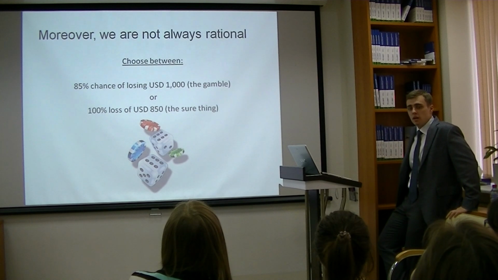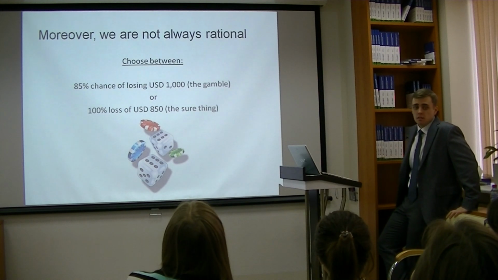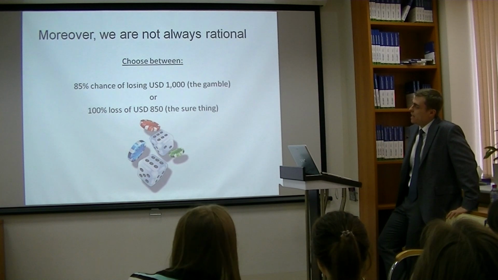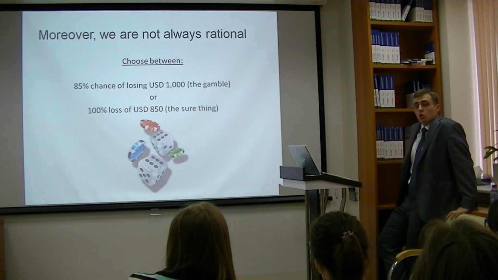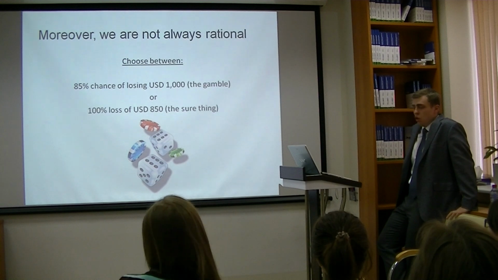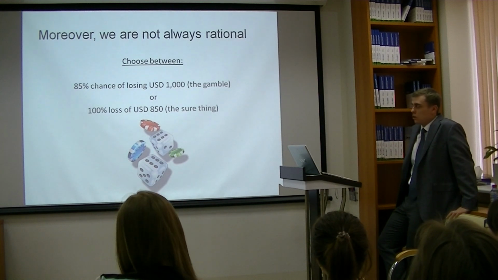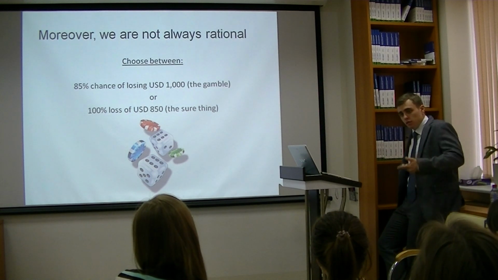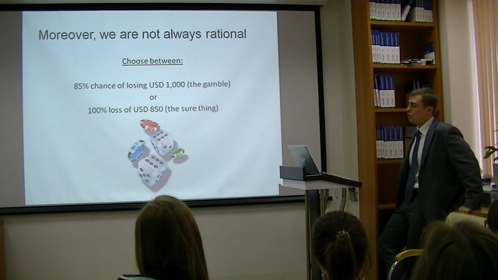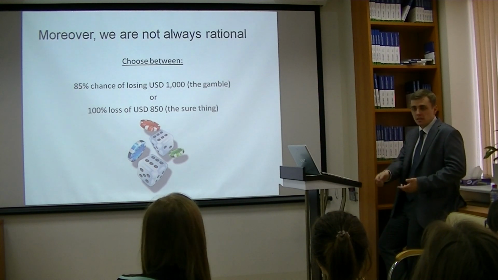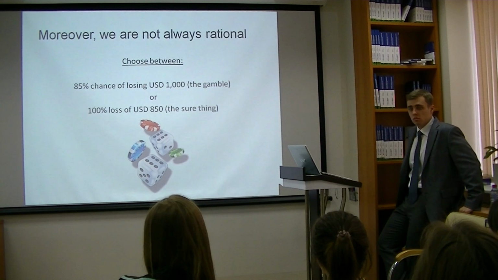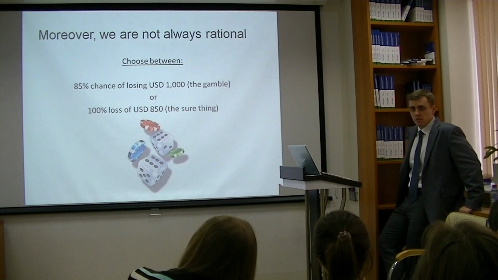But then we switch the rules. Again, I call you, guys, you don't like it. I'm sorry for you, but you still have to choose. You have an 85% chance of losing $1,000, or a 100% loss of 850. Just money out of your pocket, 850. Or we can gamble: an 85% chance of losing 1,000. What would you do? The first one.